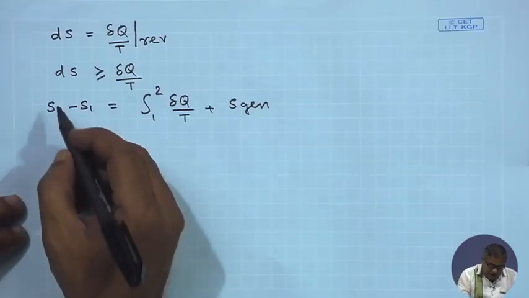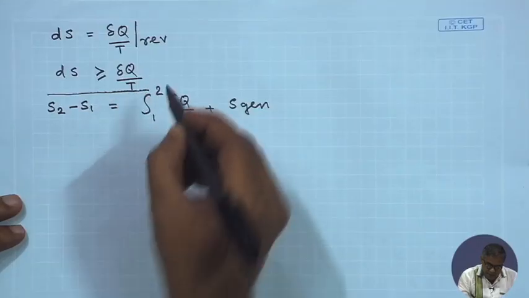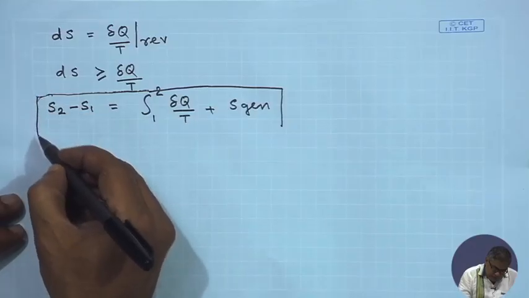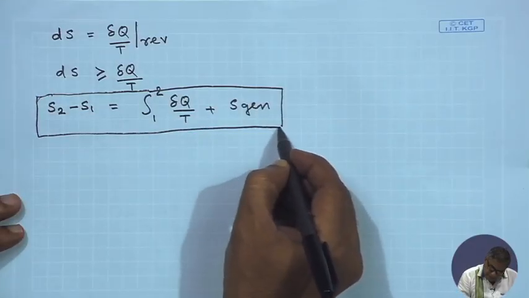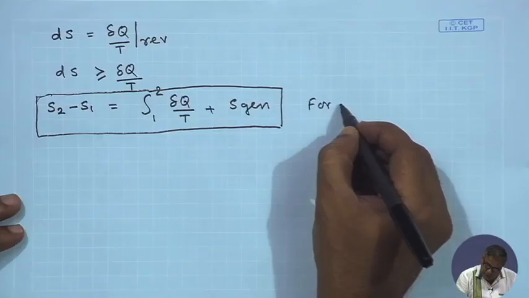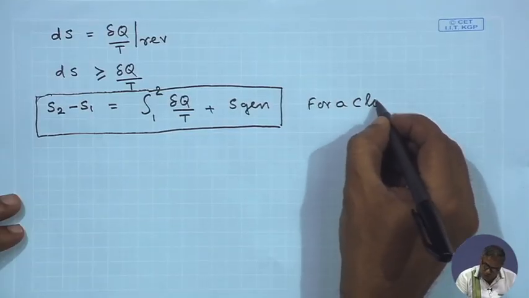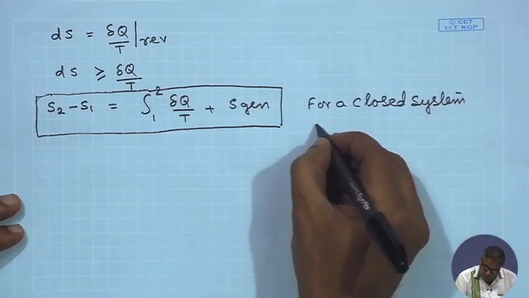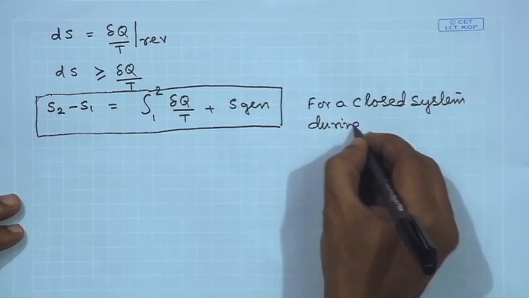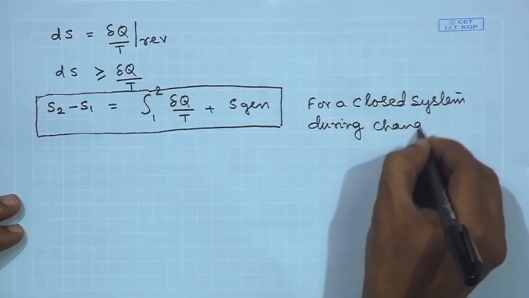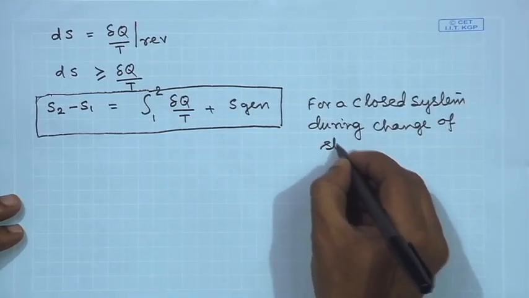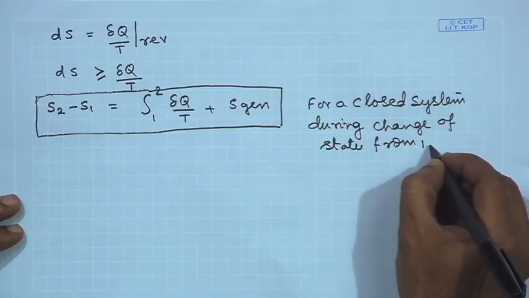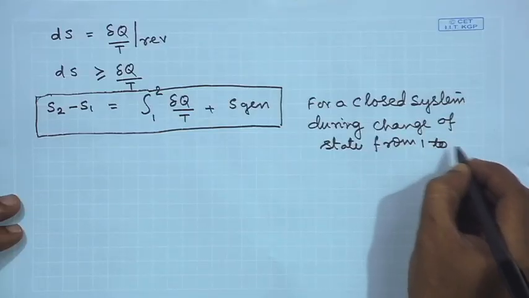So, this equation I would like you to give some attention. This is a very important equation. This is change of entropy for a closed system during change of state from 1 to 2.